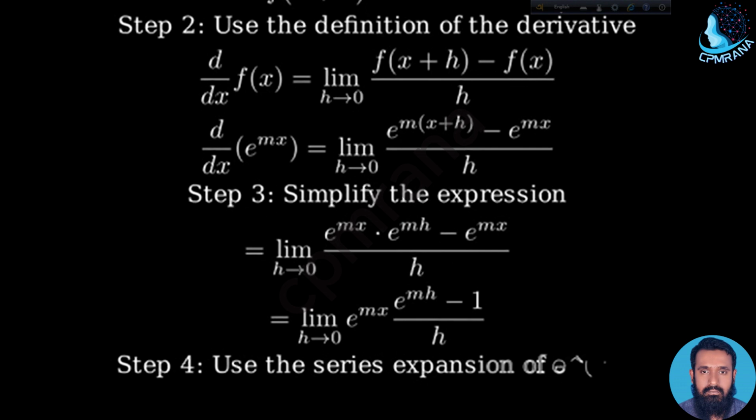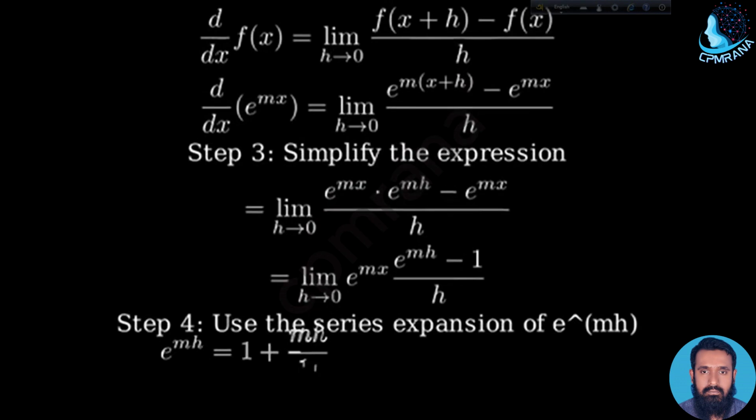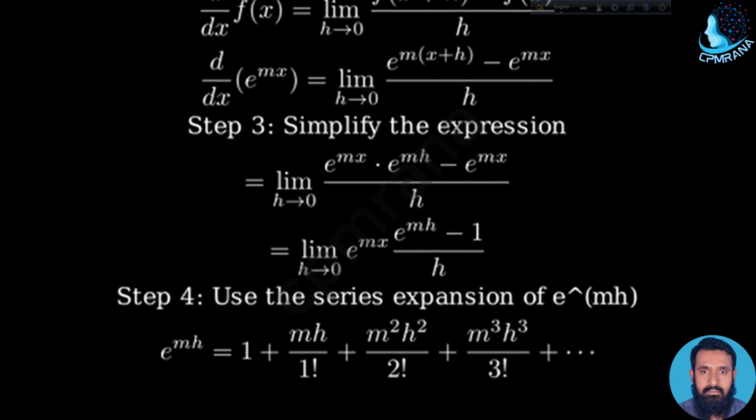Step 4. Now comes the key insight. We'll use the series expansion for e to the power of mh. E to the power of mh equals 1 plus mh over 1 factorial plus m squared h squared over 2 factorial plus m cubed h cubed over 3 factorial, and so on.